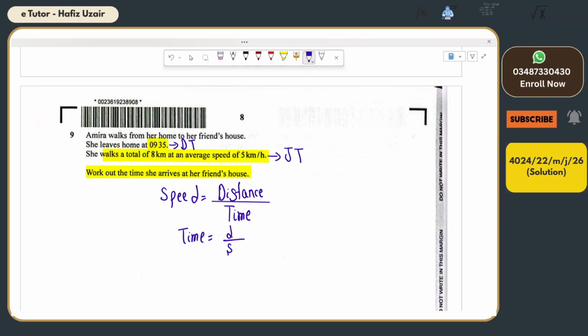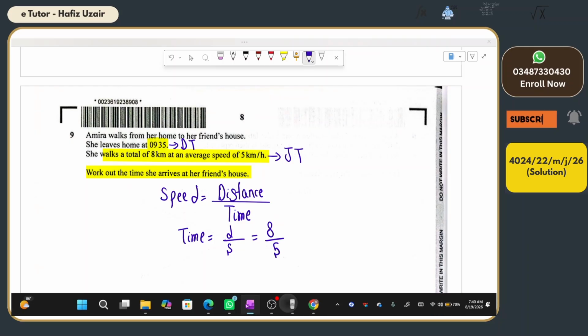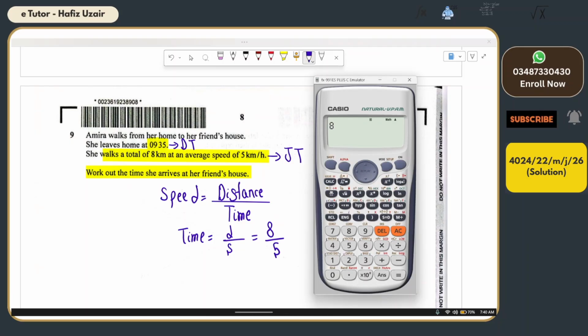All right, so I'm just representing speed with s. Now the distance is 8 and speed is 5. Let's use the calculator over here. So if we do 8 divided by 5, this is 1.6.